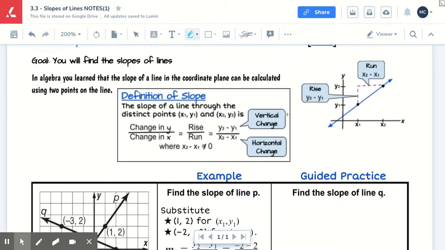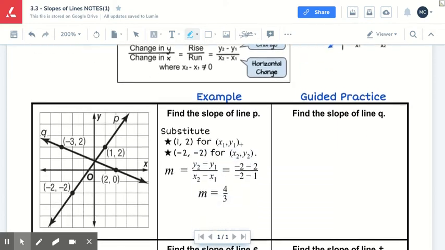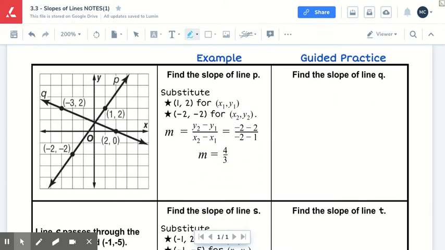The y2 minus y1 is a vertical change. It's the rise. We can see that on the picture here. And the x2 minus x1 is the run, the horizontal change from one point to the next. Alrighty, so we're going to use this slope formula in order to find the slope of a line.